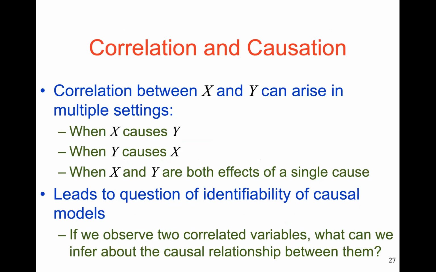So correlation between X and Y can arise in multiple settings: when X causes Y, when Y causes X, when X and Y are both effects of a single cause. This leads to the question of identifiability of causal models. If we observe two correlated variables, what can we infer about the causal relationship between them?